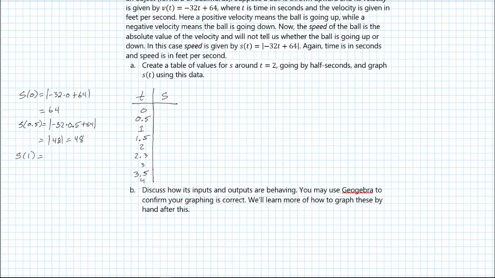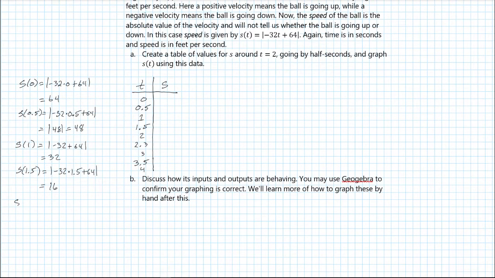S of 1 is going to equal the absolute value of negative 32 plus 64, and that will simplify to just 32. S of 1.5 is going to be the absolute value of negative 32 times 1.5 plus 64. If we start looking for a pattern, it goes 64 and 48 and 32. These are going down by 16. So the next is going to be 16. And then S of 2 is going to be negative 32 times 2, which is negative 64, plus 64. This will simplify to 0.